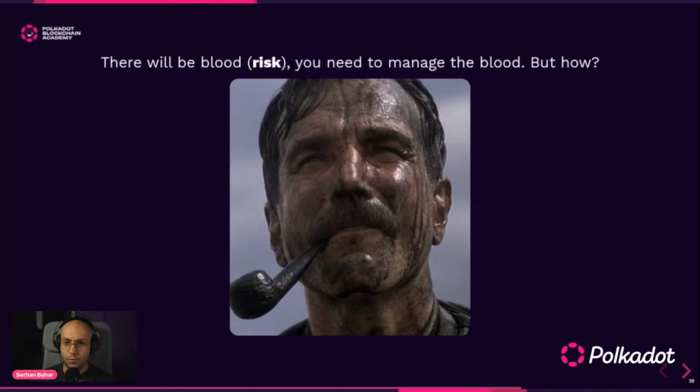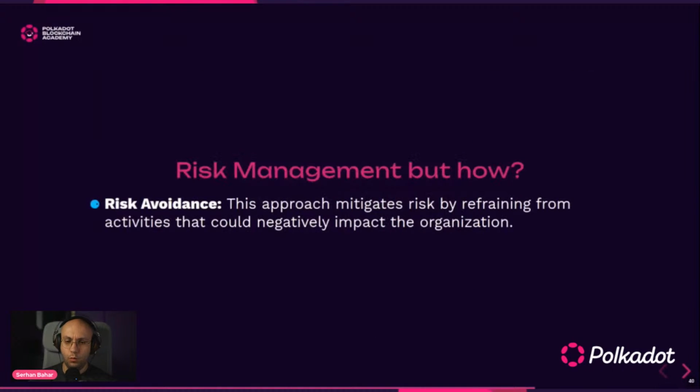Probably you heard of or already use some of the project management tools in the wild. So there will be bloat, there will be risk. You cannot stop risk, but you need to manage the bloat. But how can we do this? Of course, by risk management. We talk about residual risk, right? So you do everything for security, but afterwards there is a residual risk. So what's next? So what? You need to do risk management. There are some tactics or techniques you can use.